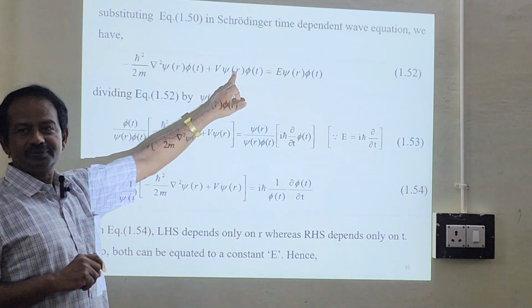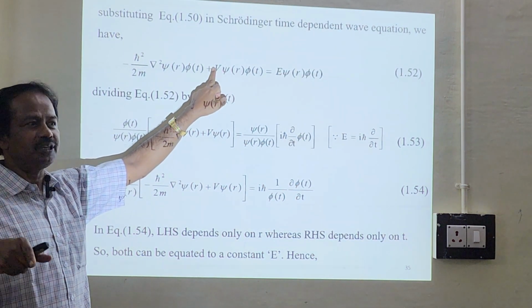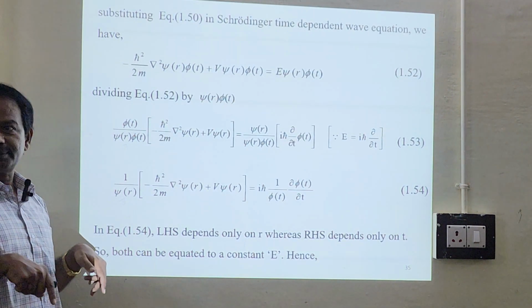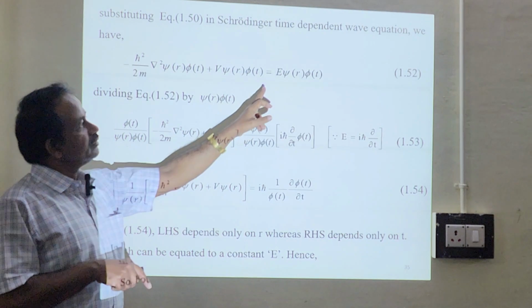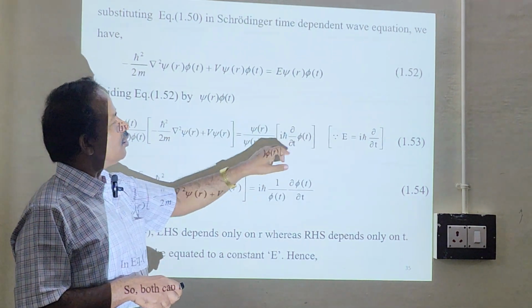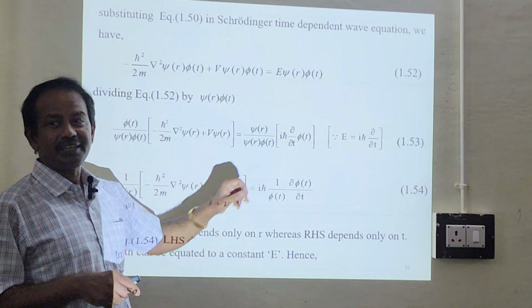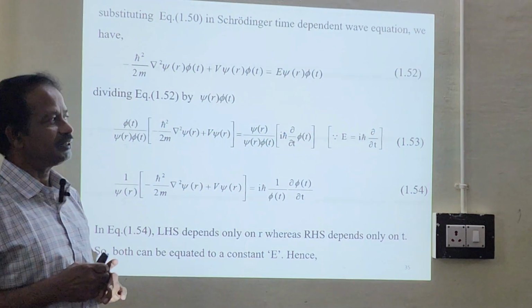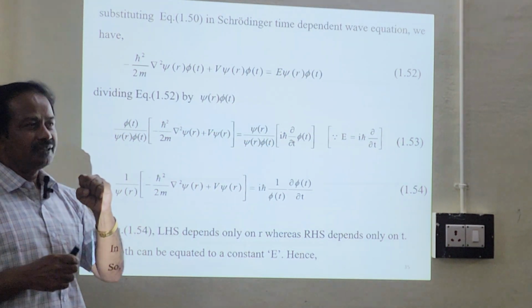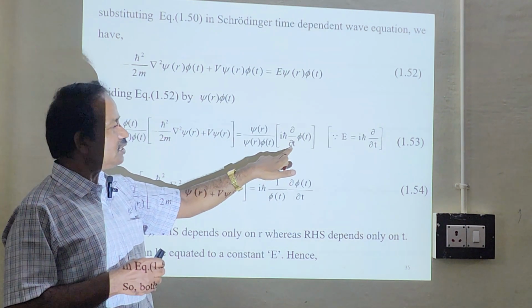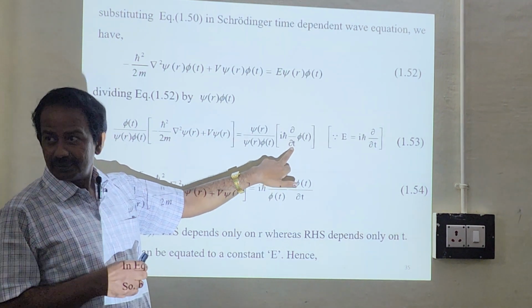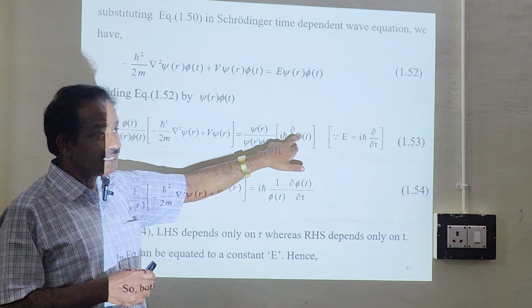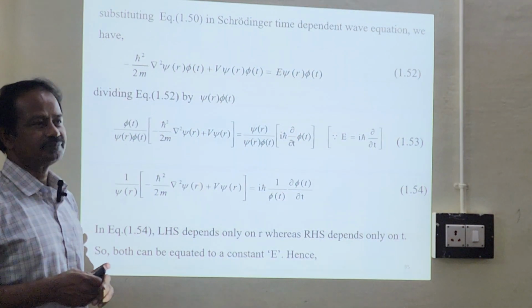Similarly here also, V depends only on r, so phi of t is constant. So I have pulled phi of t out. On this side, the E operator is nothing but i h cross partial d by dt. But here these two variables are there, psi of r phi of t. So I can pull psi of r out because the operator depends only on t. So E depends only on phi of t, not psi of r. So I have pulled psi of r out.